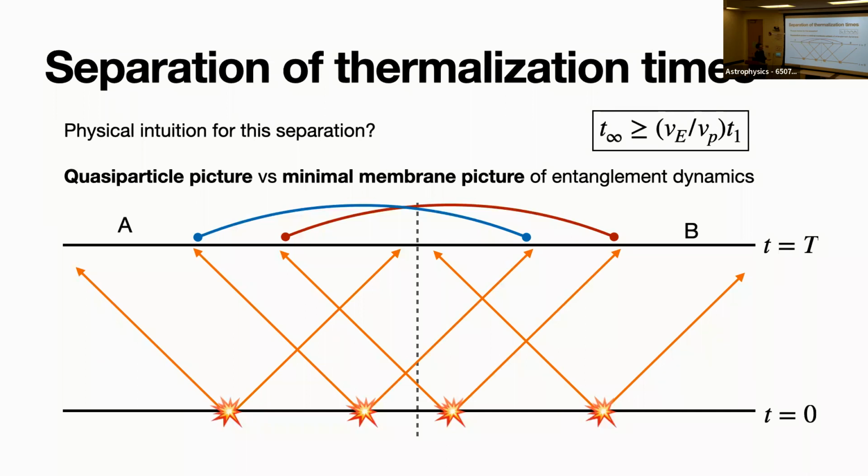So as time goes on, if you make a cut in your system, you will find that you have pairs of entangled particles that straddle your boundary. And as time goes on, you get more and more of these pairs, and that gives you a linear in time growth of entanglement for a very different reason than what is given by the minimal membrane. However, here we can ask, what happens if I build the projective ensemble on this kind of state.